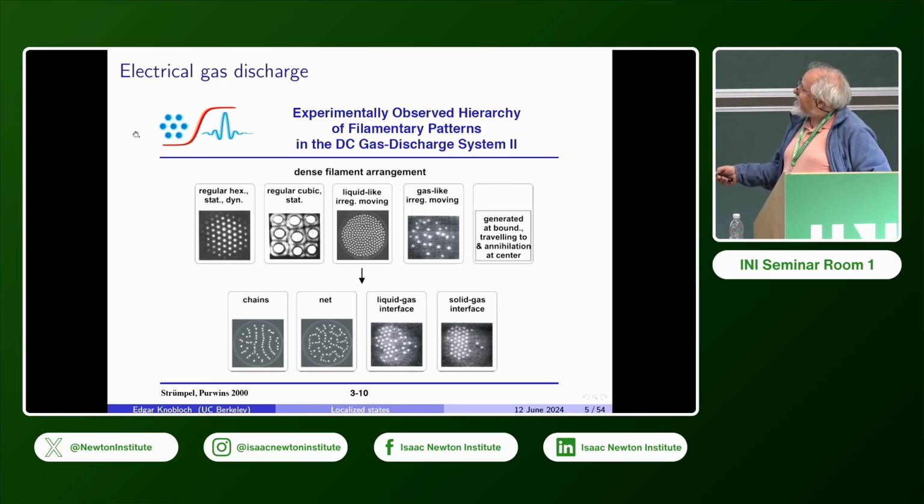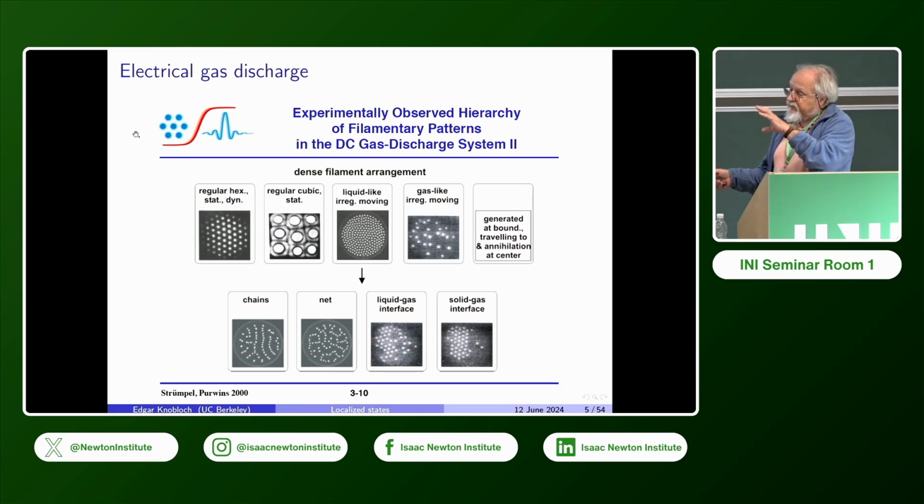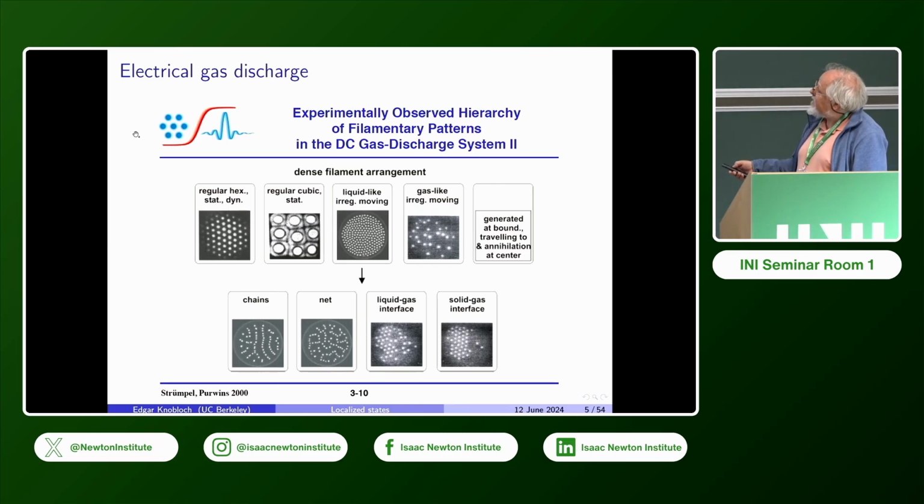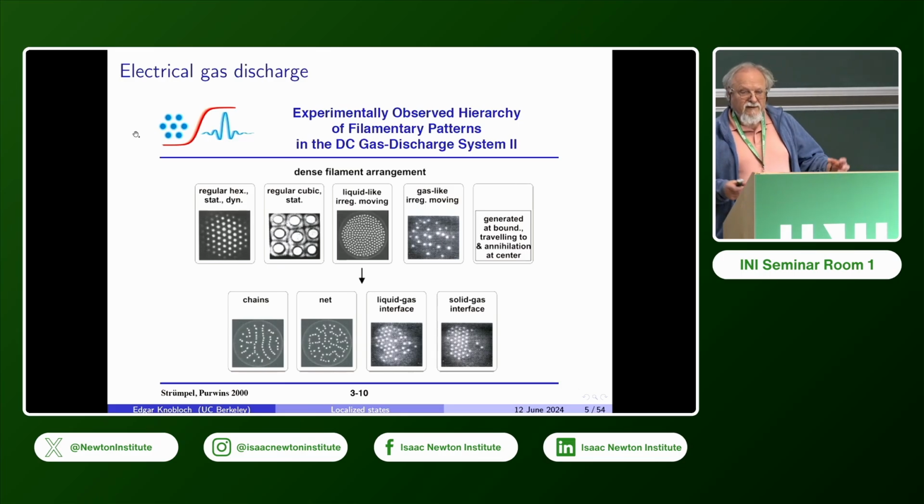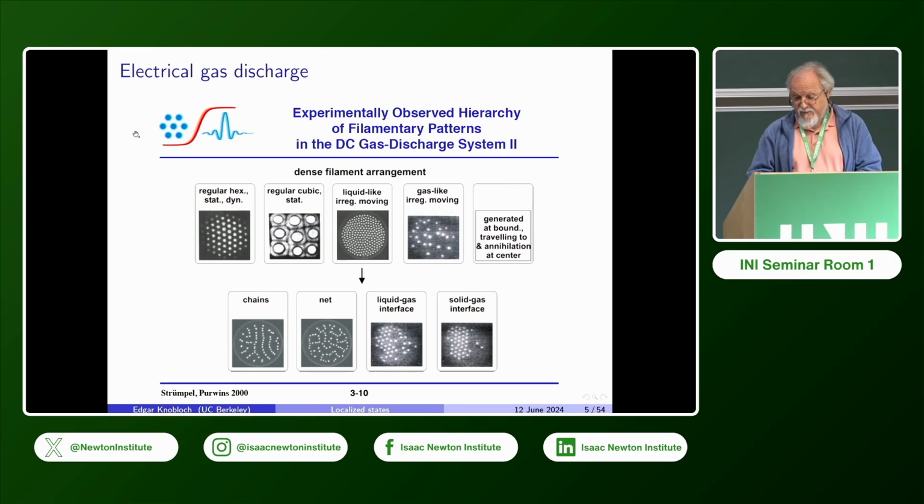You get these hexagonal crystalline states. You get states which are analogous perhaps to a liquid, where these filaments move around randomly. You can get dilute structures like this, perhaps gas-like. You can get chains of these filaments. And then you get situations like this, where, for example, you have a solid, in other words, a stationary structure, with some filaments moving around randomly. It's more like a coexistence, say, between a gas and a solid.